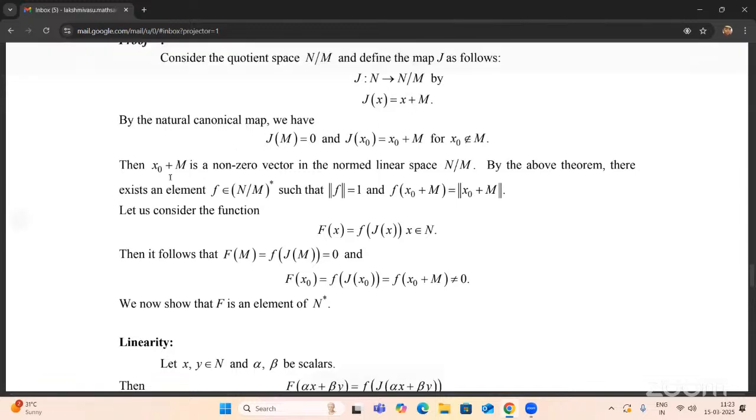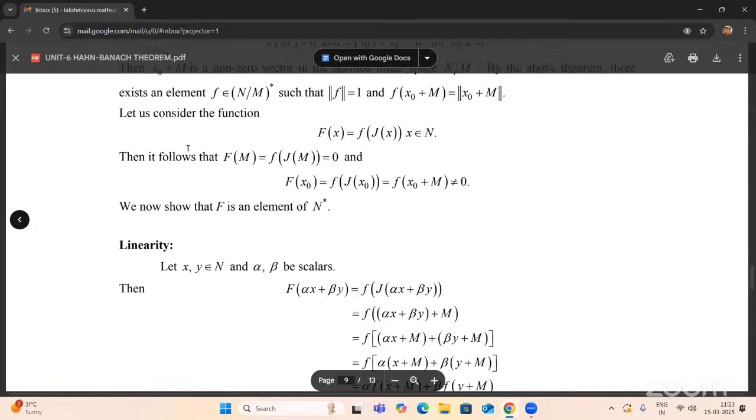Suppose x naught plus M is a non-zero vector in the normed linear space. Through the functional on the quotient space, that is, the dual of the quotient space, there exists an element small f, that is a linear functional. So here norm f equals 1, and through this, f of x naught plus M equals norm of x naught plus M, because f of x equals norm x, replacing x by x naught plus M. So that is also norm of x naught plus M.